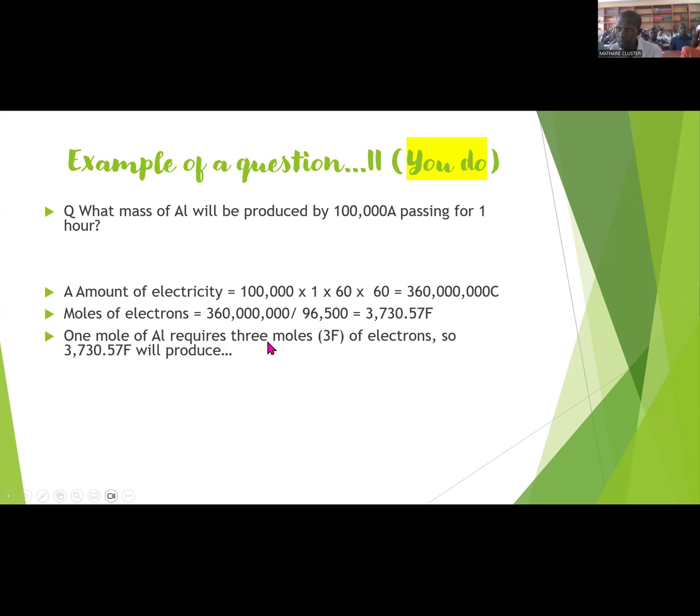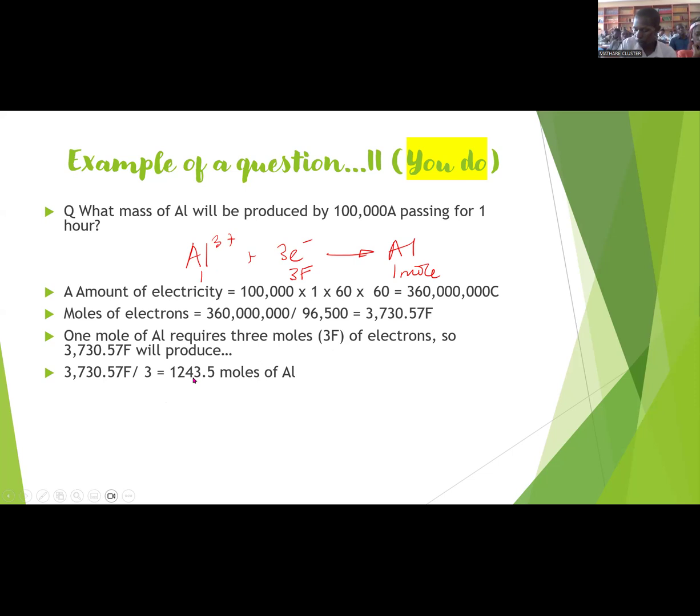Aluminium reacts because, let me just remind you, aluminium will be Al3+, so it will need 3 electrons to produce aluminium. So 1 mole needs 3 moles. That's 3 Faradays to produce 1 mole of aluminium. So that's 3730 divided by 3, which will be 1243.5 moles of aluminium.